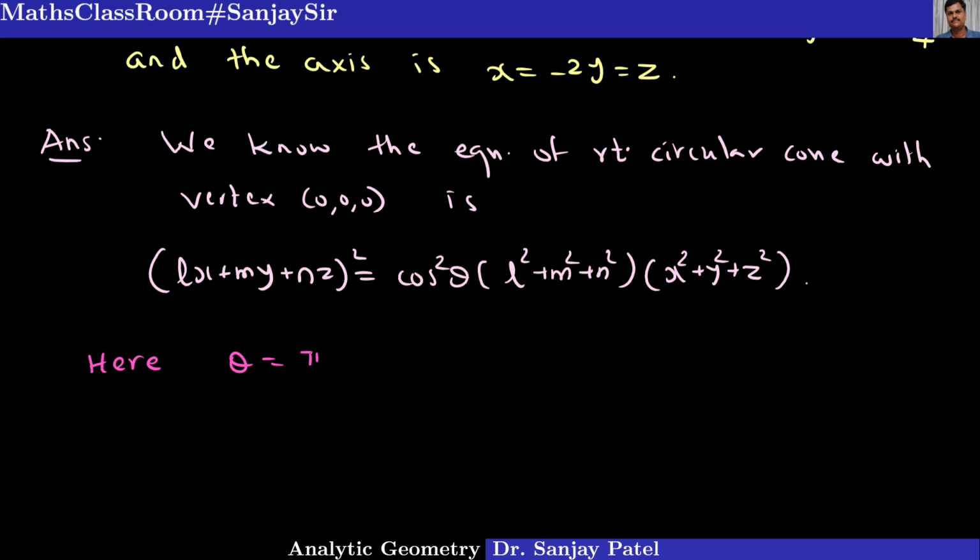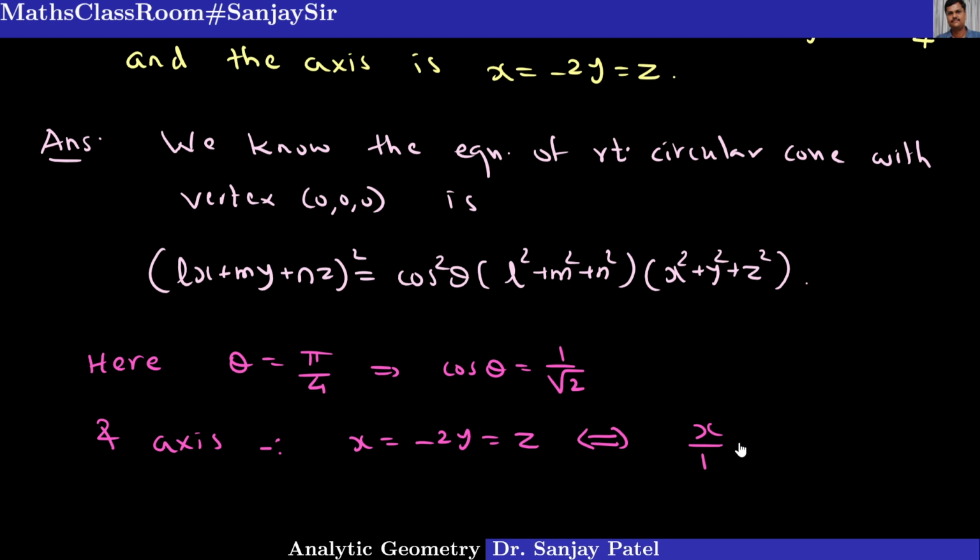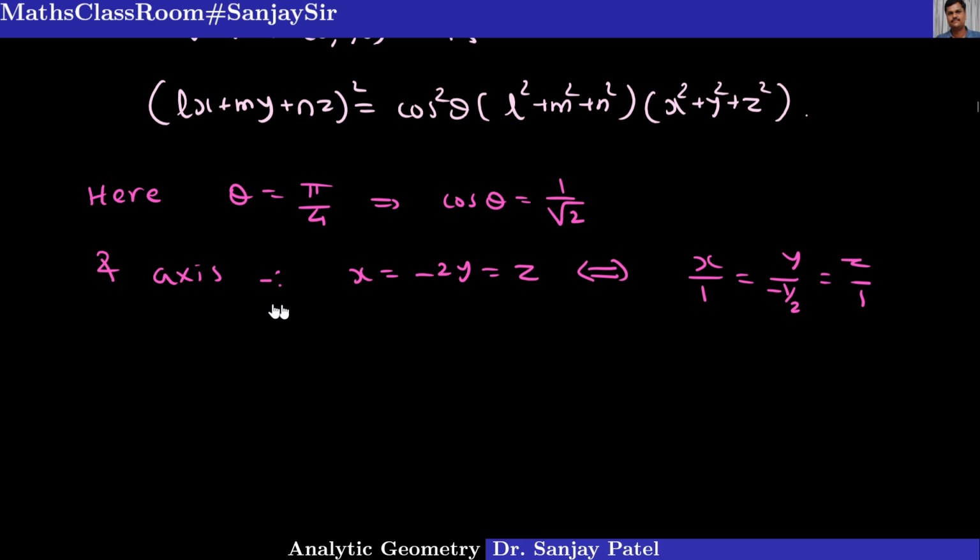We are given that theta is equal to pi by 4. So cos theta is 1 upon root 2, because cos pi by 4 is 1 upon root 2. And the axis of the cone is given as the line x is equal to minus 2y is equal to z, that I can write as x upon 1 is equal to y upon minus 1 by 2, taking the 2 in the denominator, is equal to z upon 1. So L, M, N values, means the direction of the axis, is 1, minus 1 by 2 and 1.